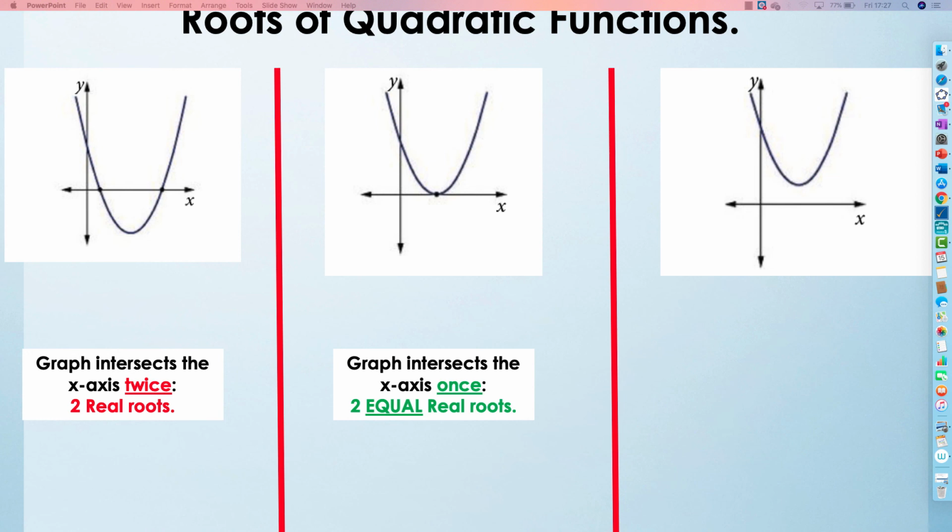And the third one, you don't have to worry about at all. That's Leaving Cert. But it's just to show you that this doesn't have any roots at all, because it doesn't hit the x-axis, so it doesn't exist. Alright, that's Leaving Cert.